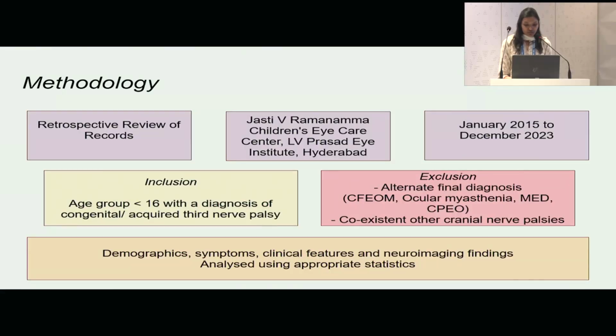This was a retrospective review of the electronic medical records carried out at Jasti V. Ramanamma Children's Eye Care Center, LVPEI, Hyderabad, spanning a duration of 8 years, wherein we included all patients under the age of 16 years with a diagnosis of congenital or acquired third nerve palsy. We excluded those with an alternative final diagnosis such as ocular myasthenia or CFEOM, and those with coexistent other motor cranial nerve palsy. So multiple cranial nerve palsy patients were also excluded.